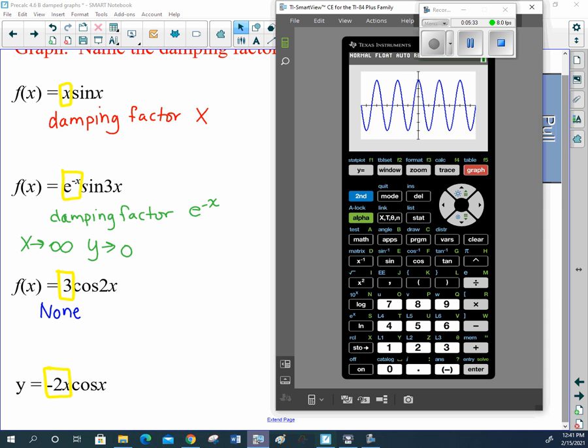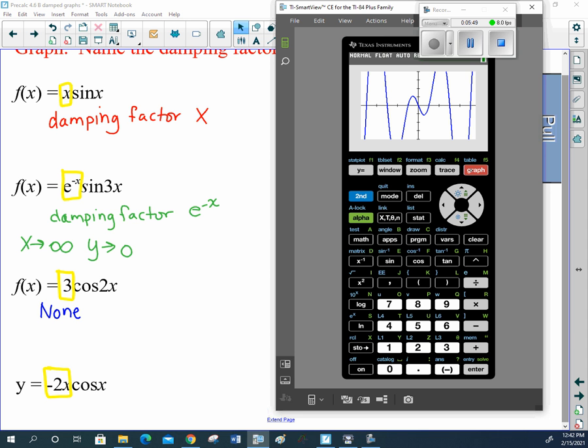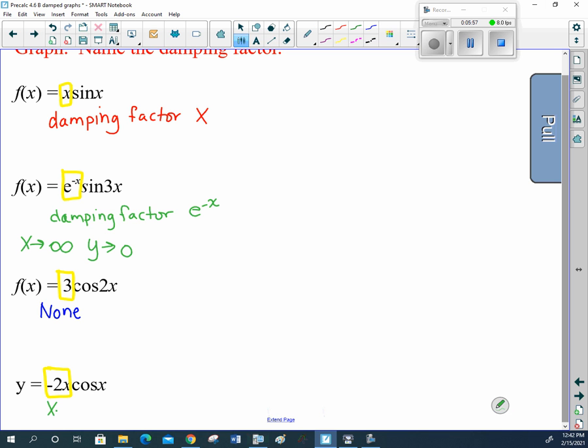Okay, and let's look at the last one. So clear, negative 2x cosine of x. Let's graph that one. That one looks like as x goes to 0, y also goes to 0. So the damping is at the origin on this one. And the damping factor is a negative 2x.